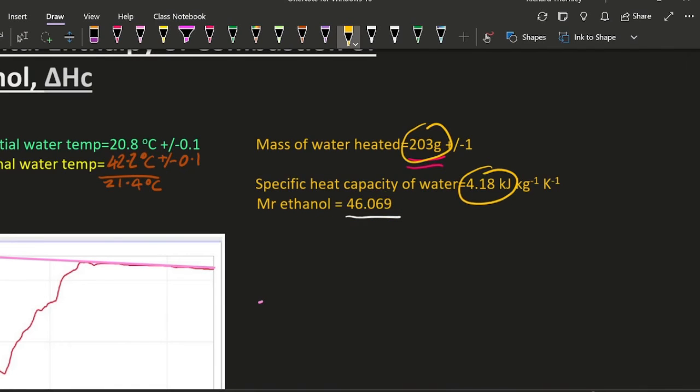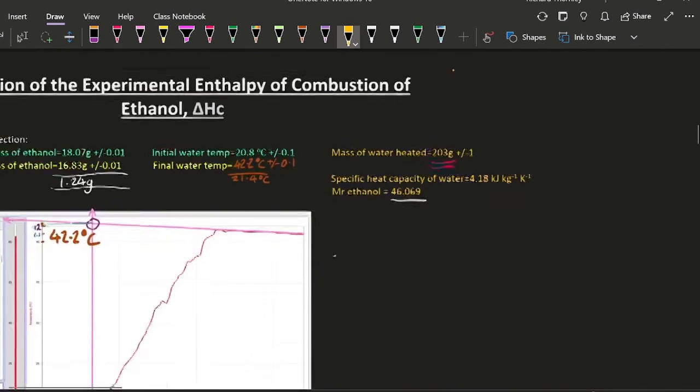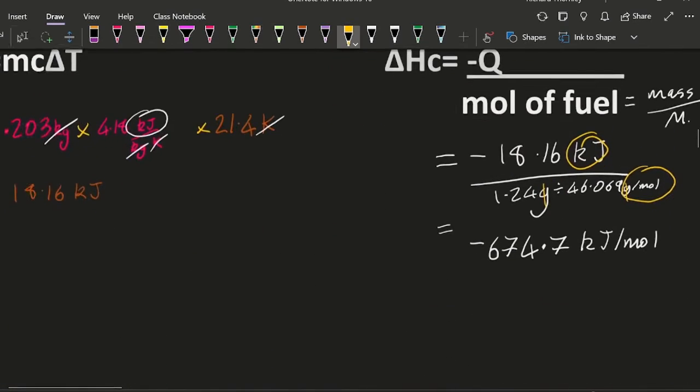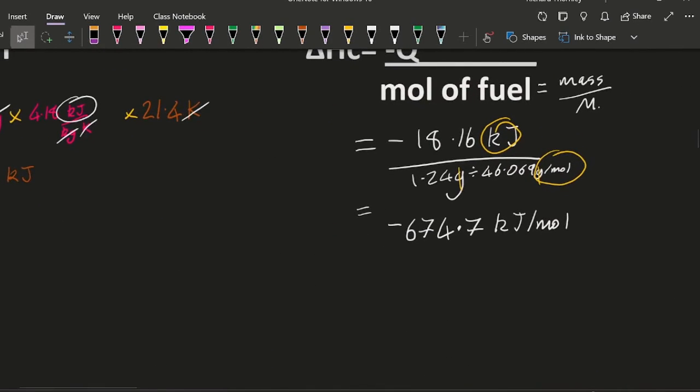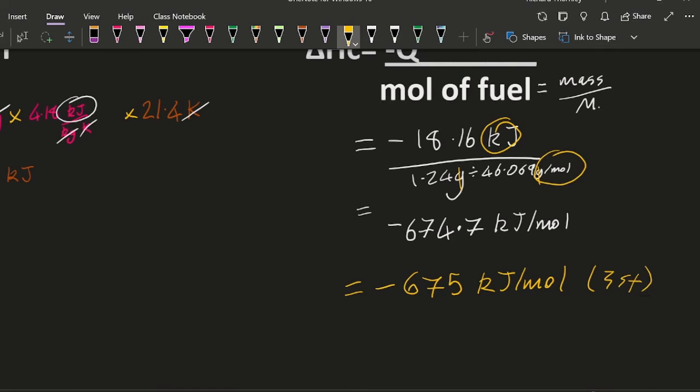So I think what I need to do is go with the least sig fig. So that's 3 significant figures. So I'm going to say that's equal to minus 675 kilojoules per mole. I would always advise you put 3 sig figs in case you're cleverer than the grader and I haven't realized that's what you've done. Okay, that's bits done.